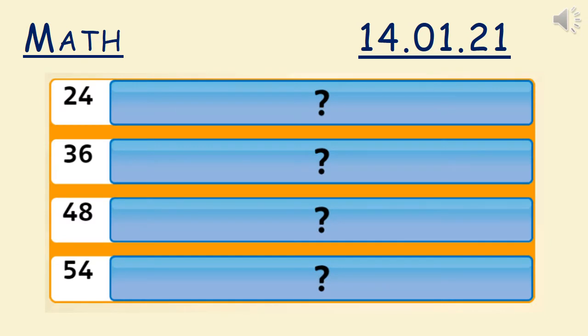Here's a quick starter activity. I'd like you to list down the pairs of factors for these numbers: 24, 36, 48 and 54.